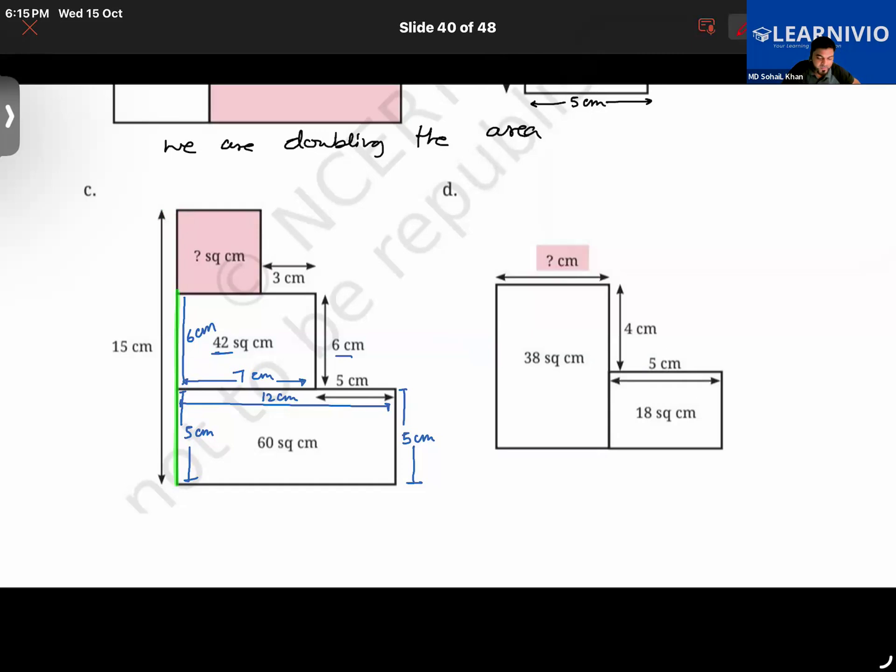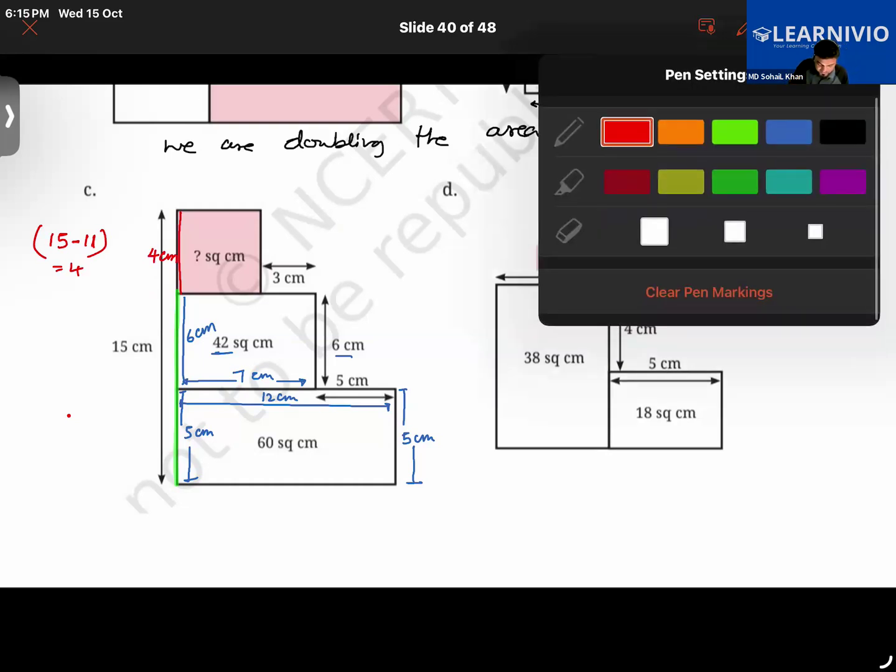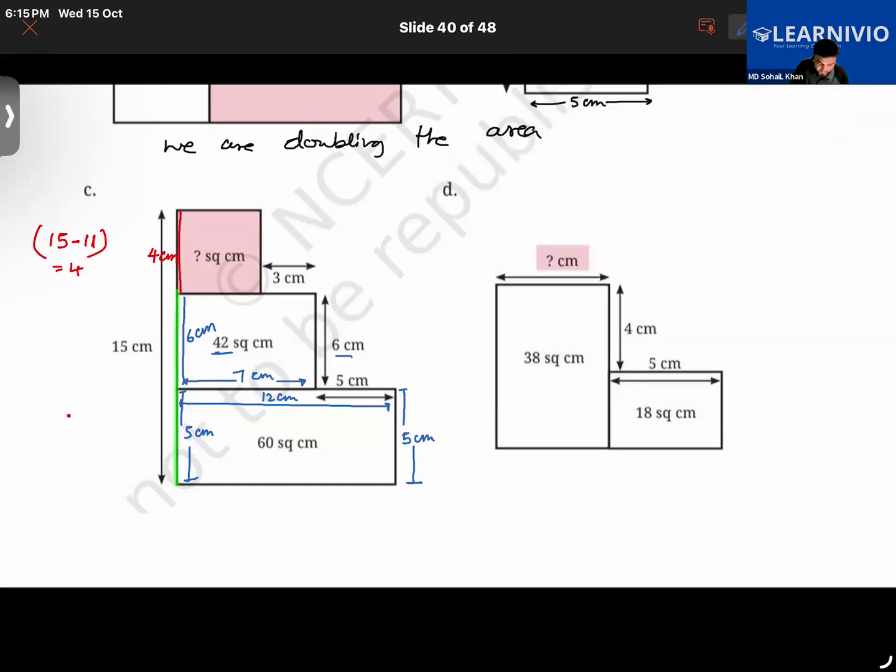Look over here. The entire length of this side is equal to 15 centimeter, right? And this much is equal to 6 plus 5, that is 11. So 15 minus 11, that will be 4. So the length of this much is equal to 4 centimeter. Understood that now? That is 4 centimeter.